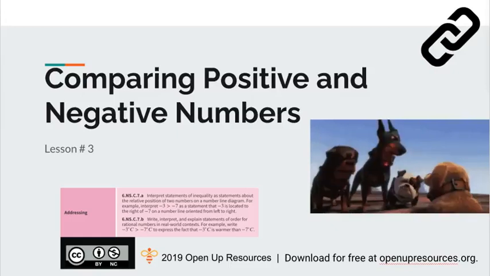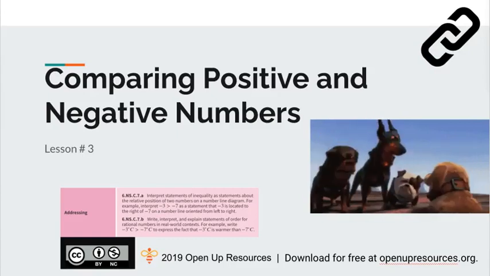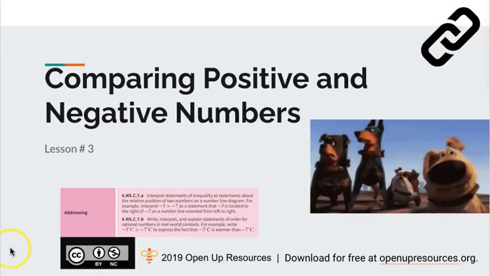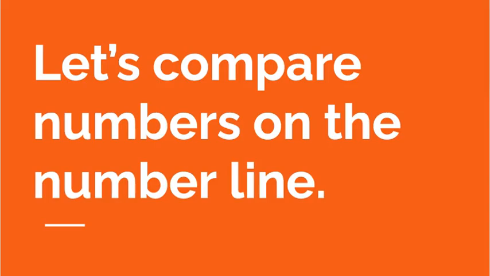In a world where Lesson 3 needs to be taught, students watch this video. Comparing positive and negative numbers is Lesson 3. So we're going to be comparing numbers on the number line.